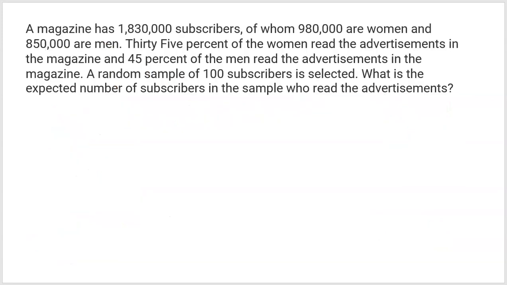All right, one more problem. A magazine has 1,830,000 subscribers. Big magazine like Time or Newsweek, something like that. Now, of those subscribers, 980,000 are women and 850,000 are men. 35% of the women, oh, wait a minute, that sounds conditional. 35% of the women read the advertisements, okay? 45% of the men read the advertisements. Now, why does it matter who reads the advertisements? Well, if you work for a marketing company, you want to know who's reading those advertisements.